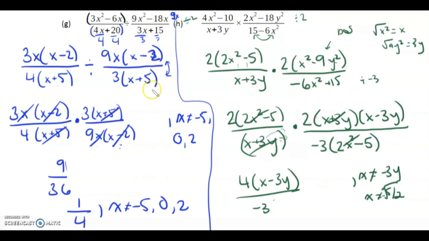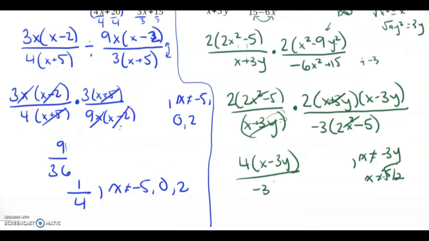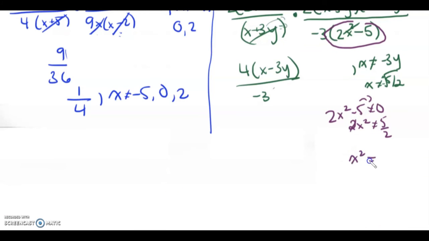Okay, just as an aside, how to do that restriction on the denominator. If we have this restriction, we want to say 2x squared minus 5 cannot equal 0. We bring over the 5. 2x squared cannot equal 5. Divide by 2. Okay, so we have x squared cannot equal 5 over 2. We want to root both sides. So x cannot equal plus minus root 5 over 2.